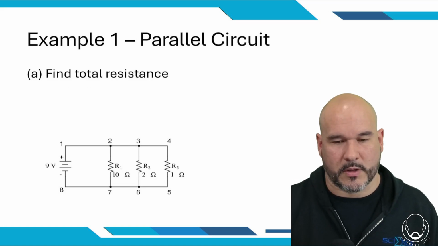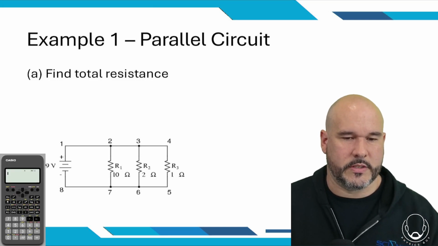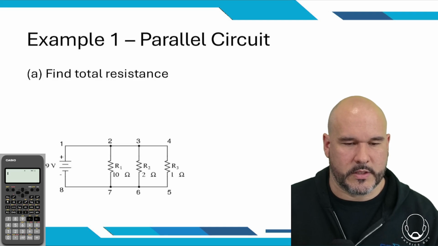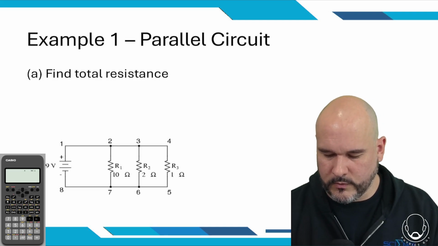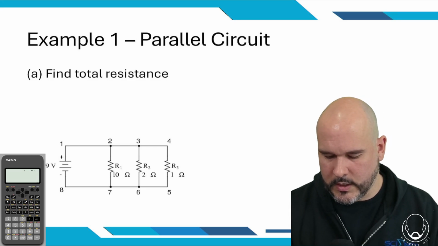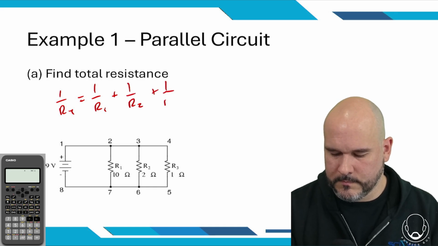I'm going to bring up my calculator. Find the total resistance for this. You can see my little cursor, hopefully. So for total resistance, we're just going to do our little formula: 1 on RT is equal to 1 on R1 plus 1 on R2 plus 1 on R3.